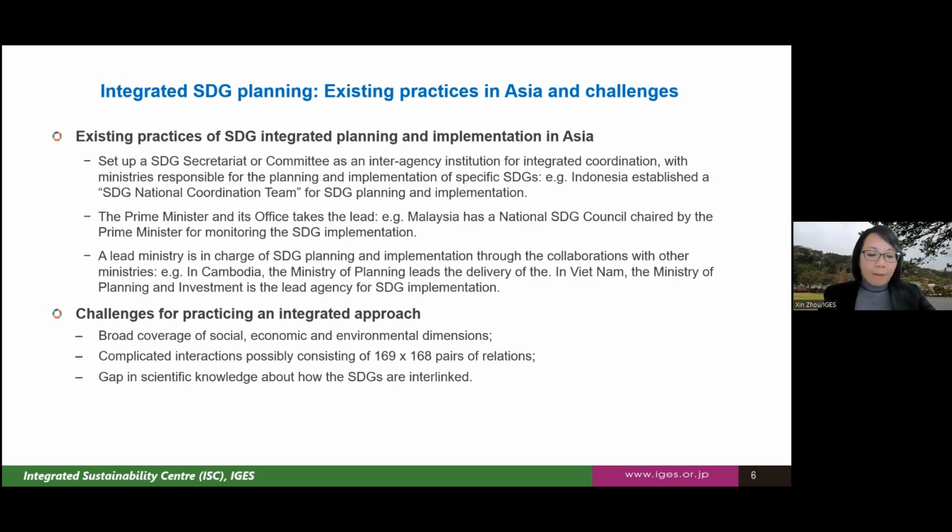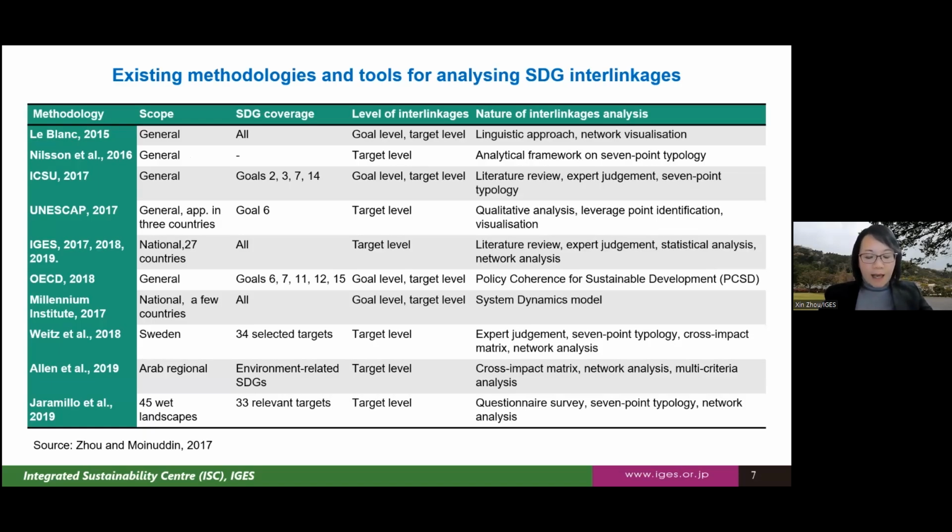Also, there's a huge gap in the scientific knowledge about how the SDGs are interlinked, which presents urgent research needs. There are emerging attempts to understand and analyze the interlinkages between the SDGs. These studies, however, vary in terms of the scope of SDGs, whether covering all goals or some of the goals, and also the level of analysis, whether the analysis is at the goal to goal level, or the target to goal level, or the target by target level, and whether the analysis is qualitative or quantitative, and whether the analysis is generic or location and context specific.